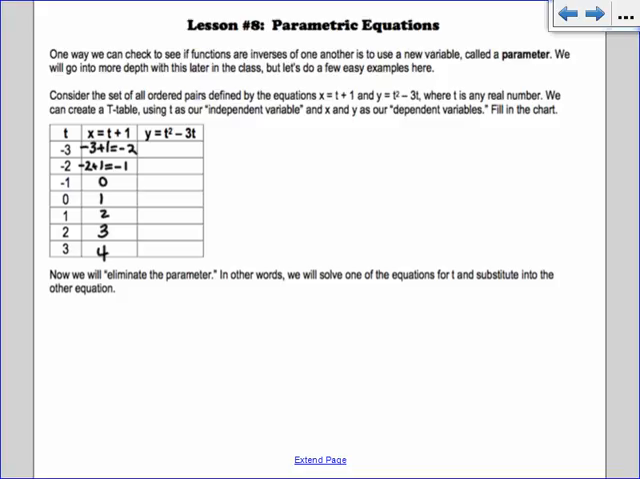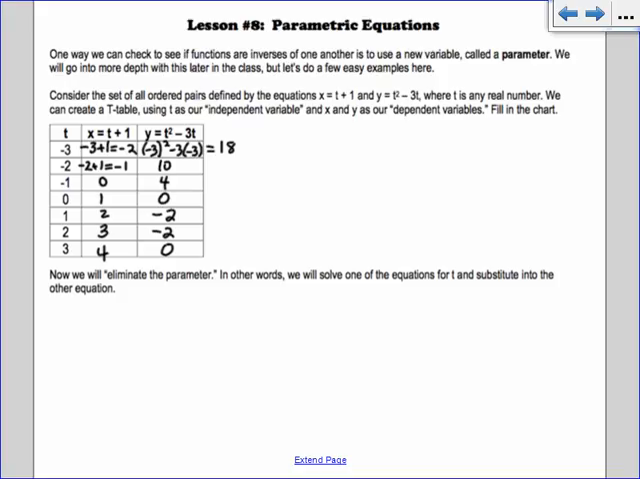Then all of the y values, if I plug in negative 3, I'm going to have negative 3 squared minus 3 times negative 3. So I get 9 plus 9, so I get 18. I get 4 plus 6, so 10. I get 1 plus 3, which is 4. 0 minus 0 is 0. 1 minus 3 is negative 2. 4 minus 6 is negative 2. And 3 squared is 9 minus 9 is 0. Okay?